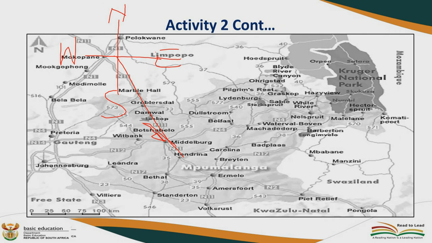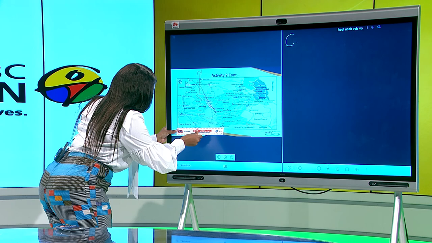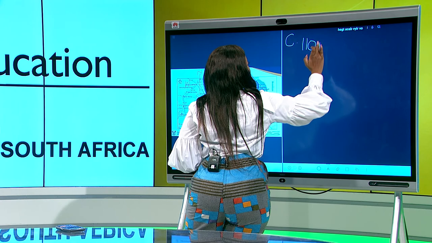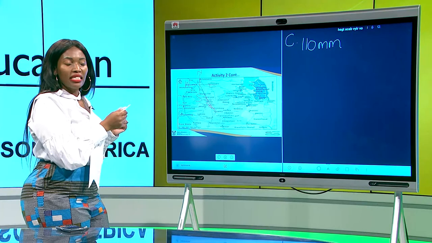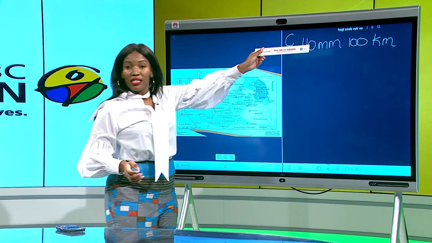Now, when you're working with your bus scale, your first step, before you can answer any questions, is to measure your bus scale. We are going to measure our bus scale using our millimeters again. When I measure my bus scale here, I'm getting 110 millimeters, the one that I measured on the map. So the 110 millimeters on the map is equivalent to 100 kilometers. This is my bus scale that I'm going to work with.